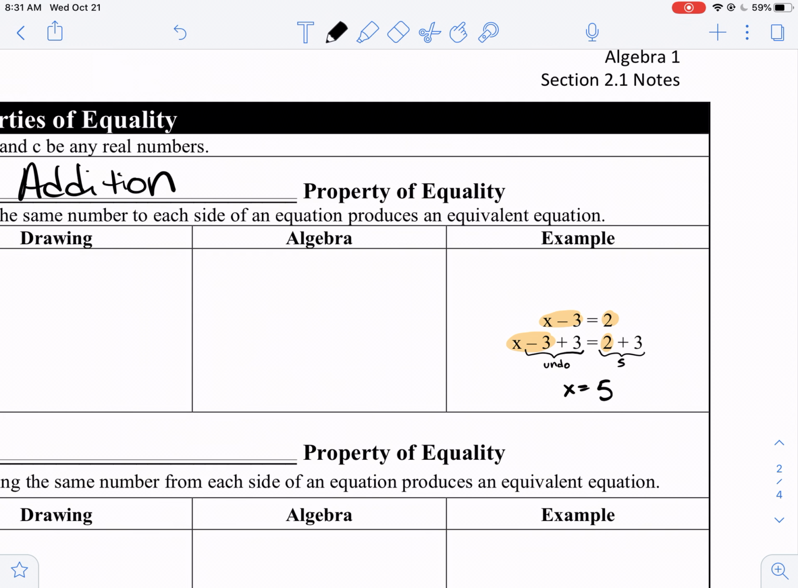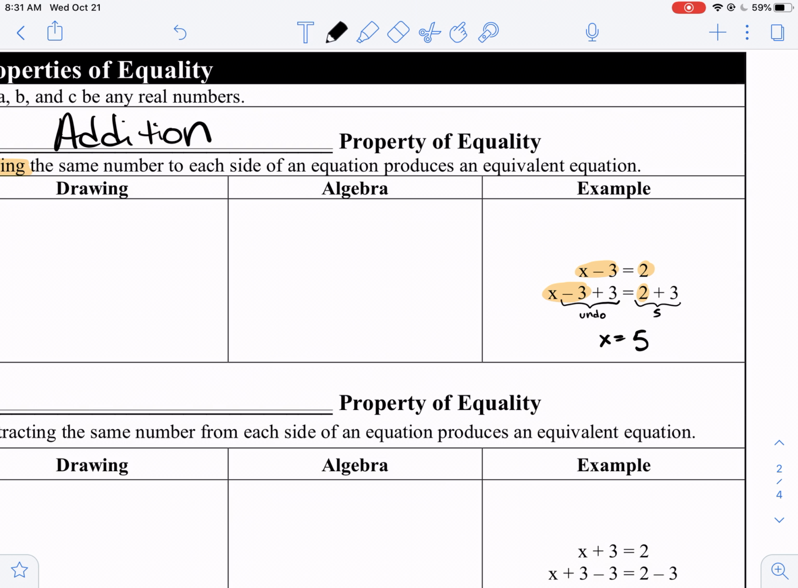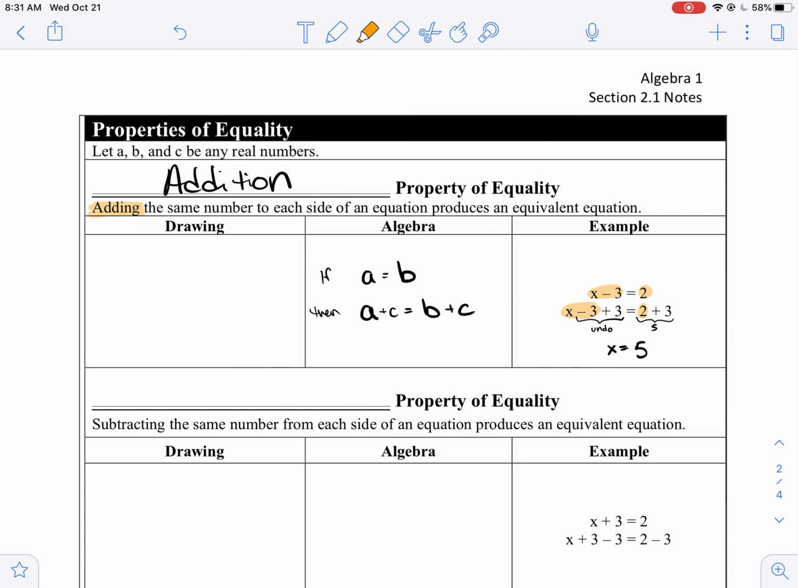So the official algebra term is: if A equals B, then A plus C equals B plus C. We call this the addition property of equality because you're adding and they are still equal.